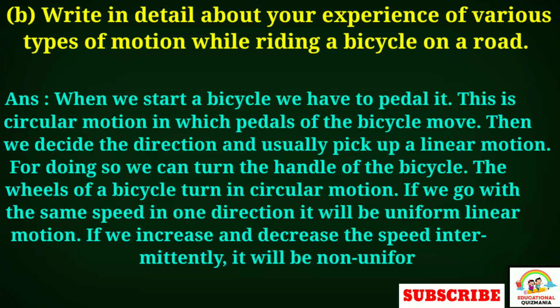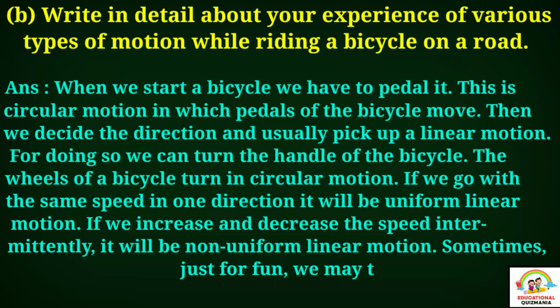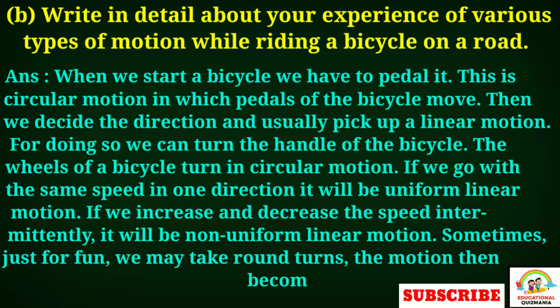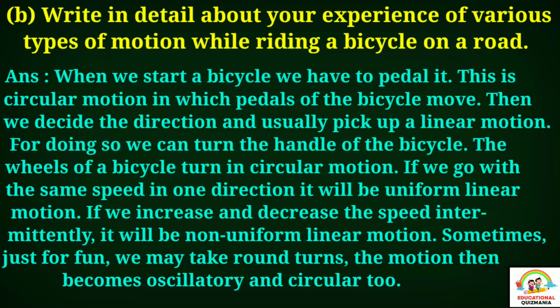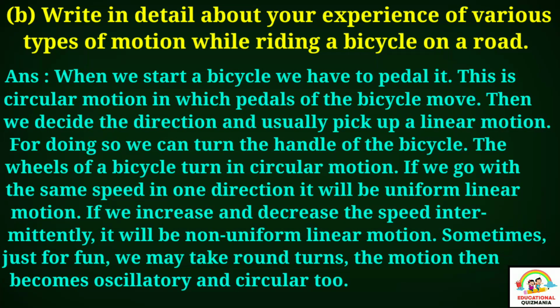The wheels of a bicycle turn in circular motion. If we go with the same speed in one direction, it will be uniform linear motion. If we increase and decrease the speed intermittently, it will be non-uniform linear motion. Sometimes, just for fun, we may take round turns. The motion then becomes oscillatory and circular too.